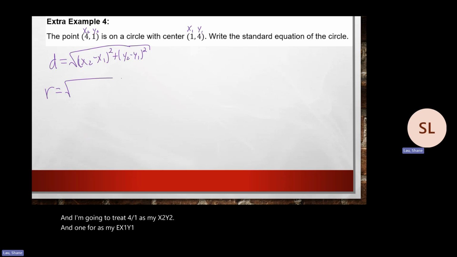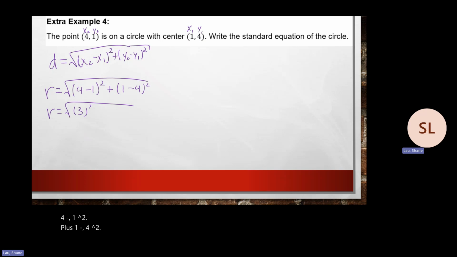So r is equal to the square root of 4 minus 1 squared plus 1 minus 4 squared. And I keep evaluating it further. I get 3 squared plus -3 squared. I get r equals the square root of 9 plus 9. And I'm finally left with the square root of 18.